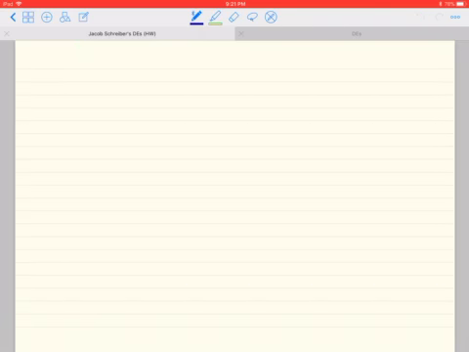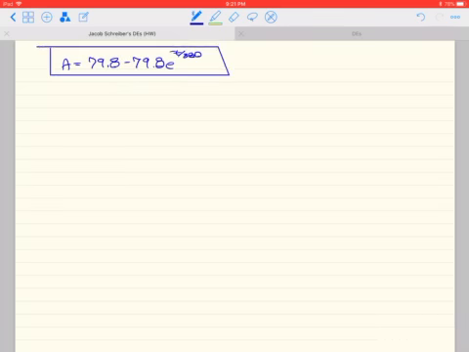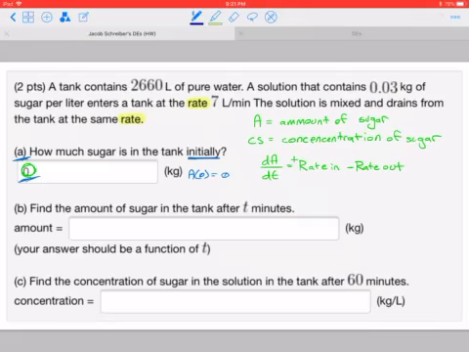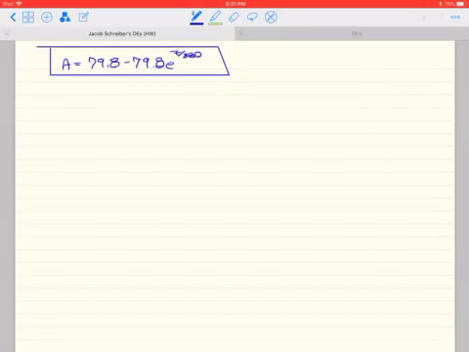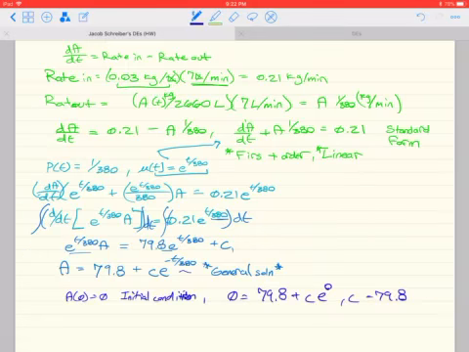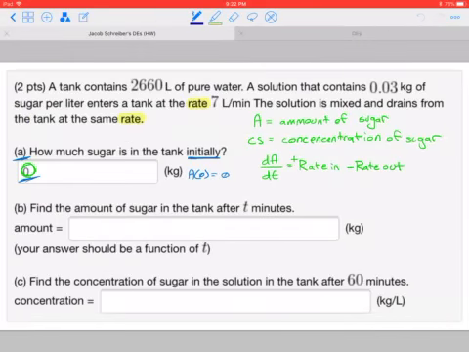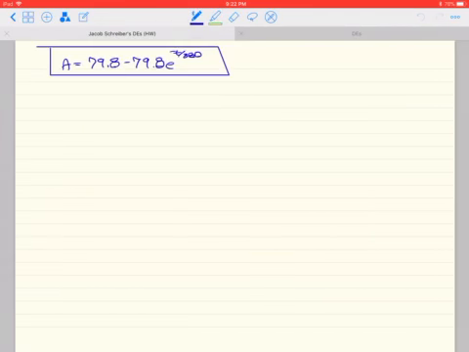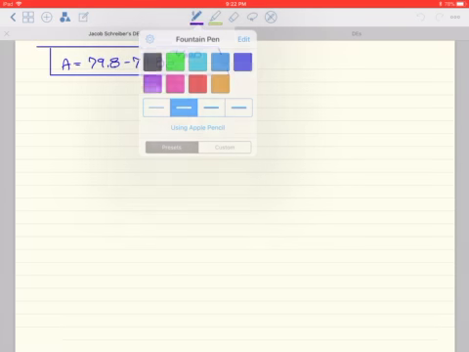All right, so now we can plug in for our particular solution. A equals 79.8 subtracted by 79.8 e to the negative t over 380. All right, now that's actually our answer for the first part. The second part of our problem asks at time t, what's the amount? And so now we have to solve for this next condition it gives us. At 60 minutes, what's the amount? And not only what's the amount, but what's the concentration? So that's just going to be the amount over the total capacity of the tank.